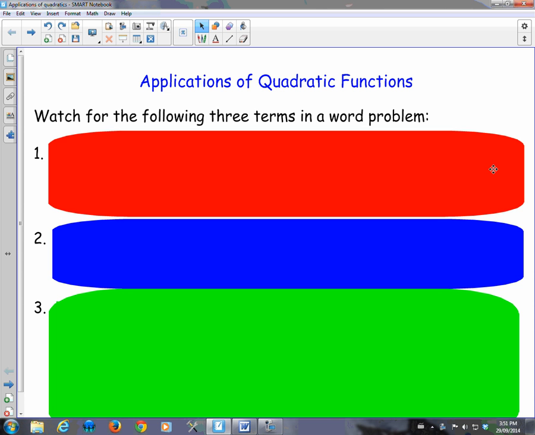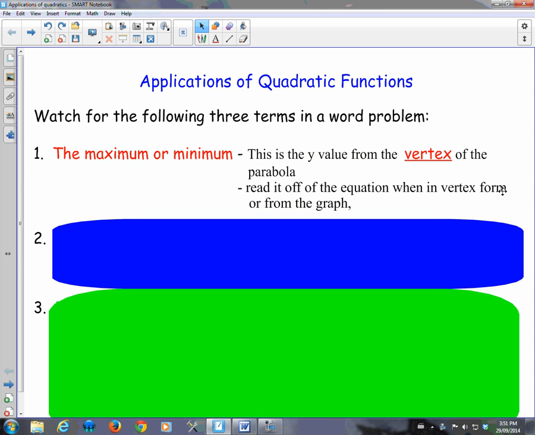The first thing to look for is whether the word problem is talking about the maximum or the minimum. Other words that mean maximum or minimum would be your highest or your lowest values. So it could be the highest that somebody jumps or the lowest value of a stock, something that's the maximum or minimum.